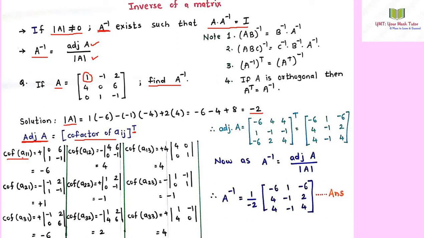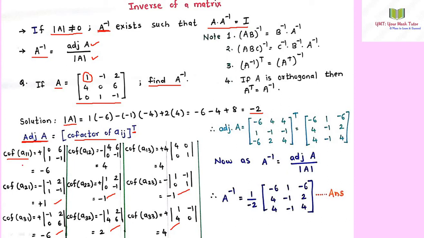So the first step is to find the cofactors of all the elements of matrix A. How many elements are there in matrix A? There are 3 rows and 3 columns, so there will be 9 elements, and you will get 9 cofactors. You can see this is 1, 2, 3, then 4, 5, 6, 7, 8 and 9. First I will tell you how to find the cofactor of A11.